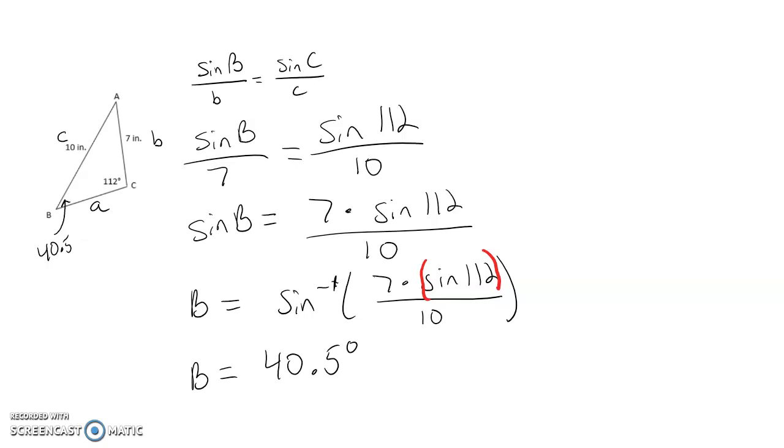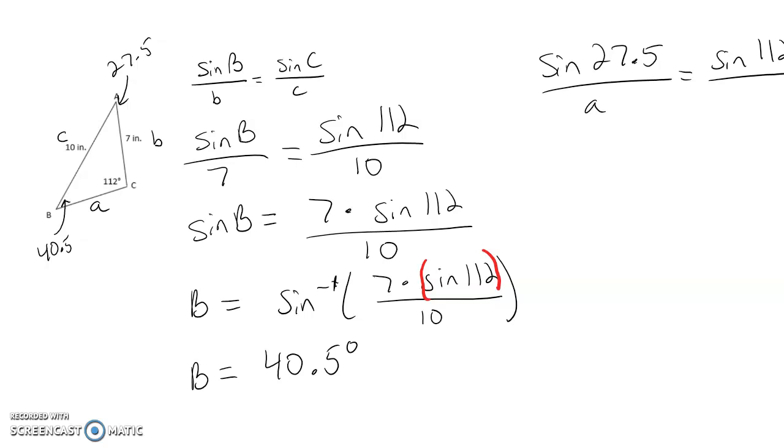Since B is 40.5, I can now use the fact that triangles add up to 180 to find the measure of angle A. 180 minus 40.5, take away 112, and we get angle A is 27.5. That's going to help us find the side length of A. So we're going to use the law of sines again. Sine of A, which is 27.5, over little a, is equal to, let's go ahead and use sine of C again, which is 112 over 10.